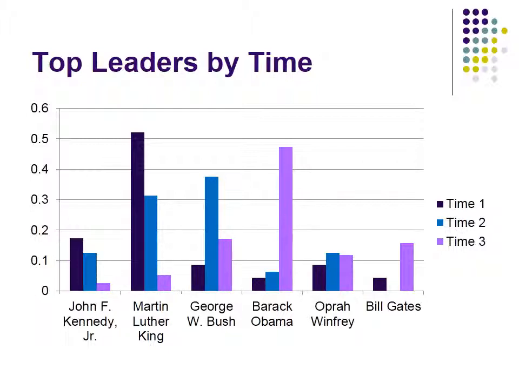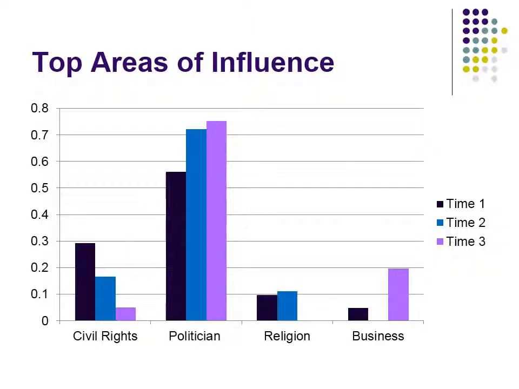Now notice time 3, right after the election of Barack Obama, he is clearly being listed as one of the main people we're thinking of as leaders. What's more interesting is, again, let's look at the areas of influence. Civil rights leaders were considered at their height at time 1. Politicians were at their height at time 2, and actually politicians were the main people we were thinking of as leaders at all 3 times.